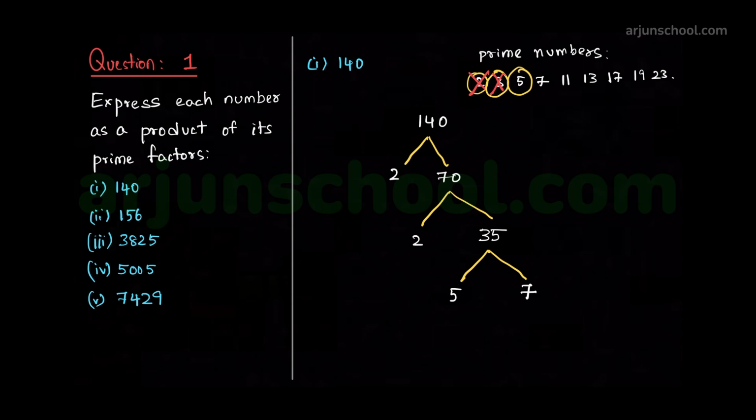So, the prime factors of 140 are 2, 2, 5 and 7. Let us write them as a product. We get 2 into 2 into 5 into 7. 2 into 2 can be written as 2 square. Therefore, 140 is equal to 2 square into 5 into 7.